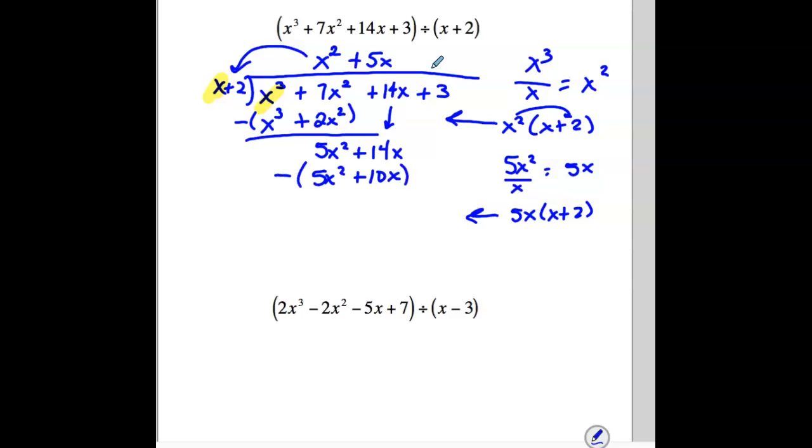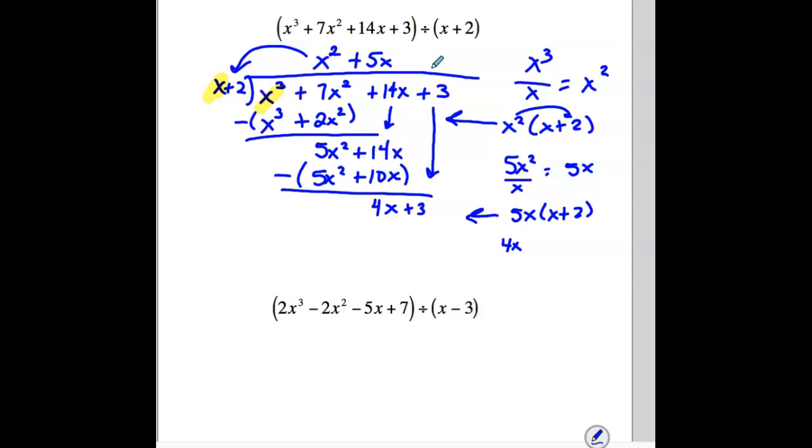And we subtract. Our x squareds drop out. Our x's, we have 14. We're subtracting 10, which means we have 4 of them. And we bring down our 3. And that's the last one to bring down, so this will be our last round.